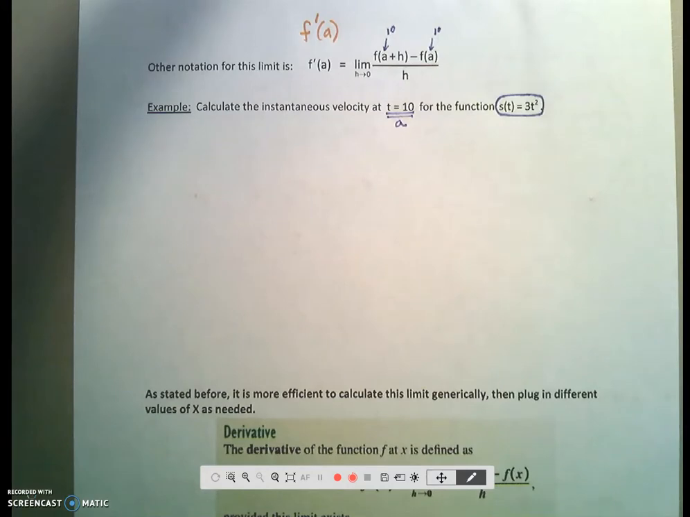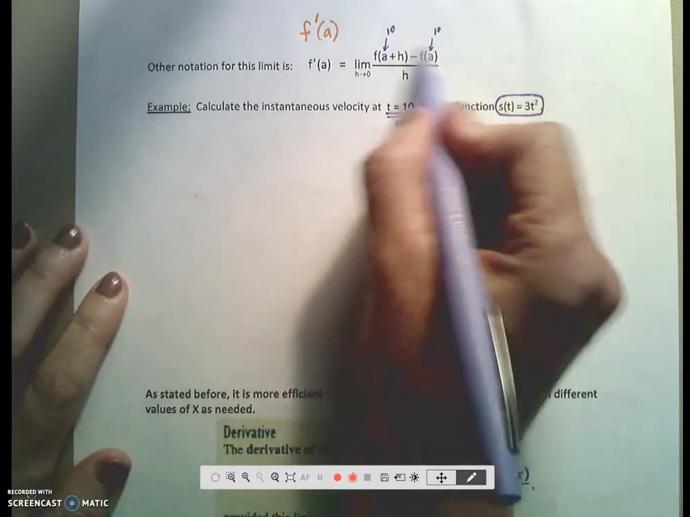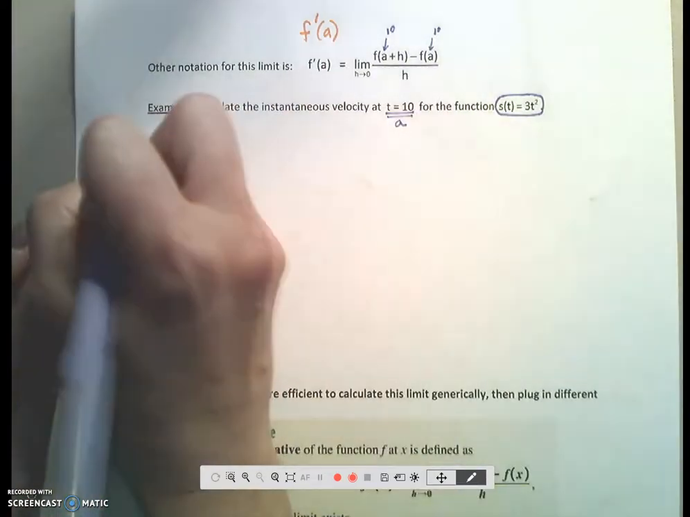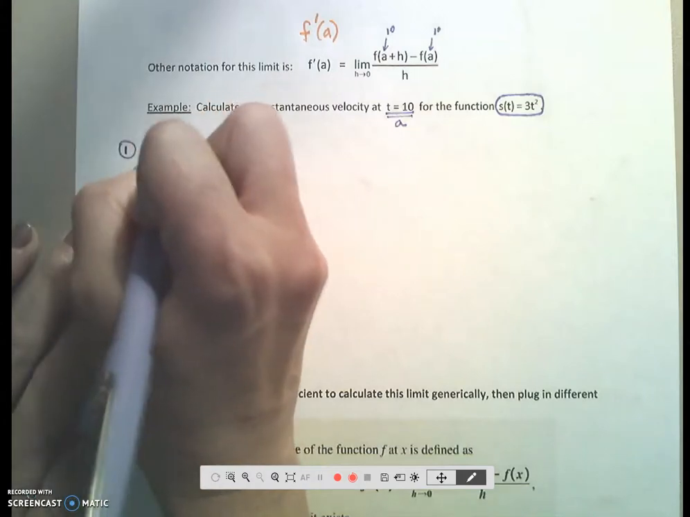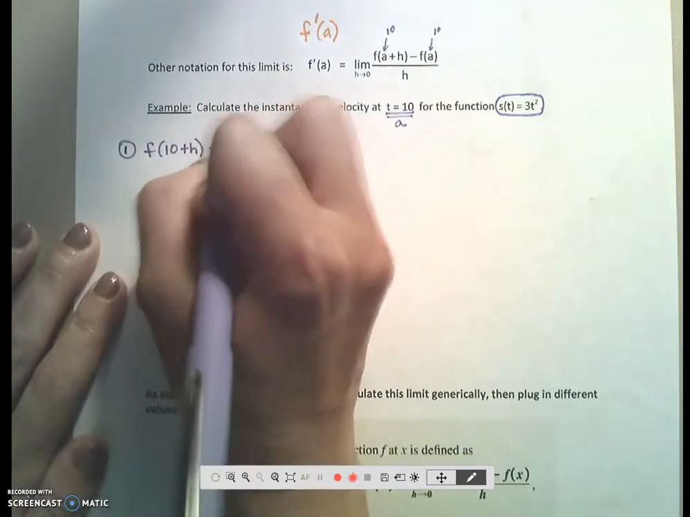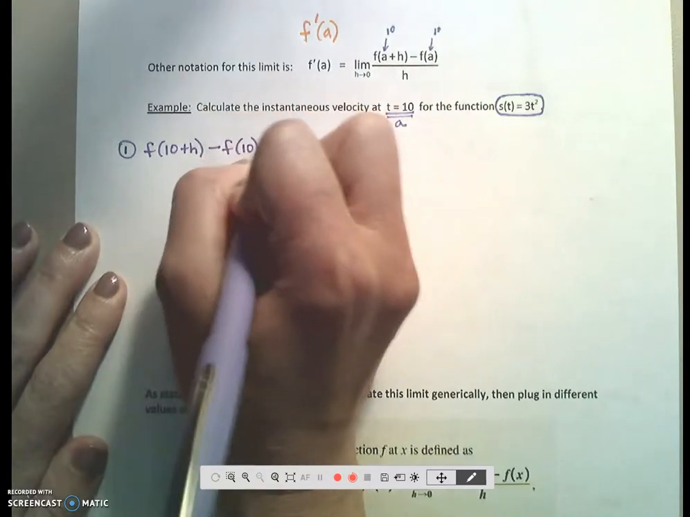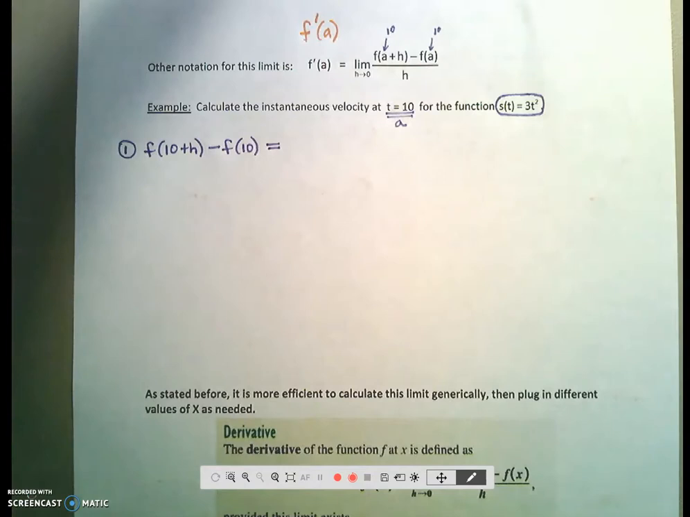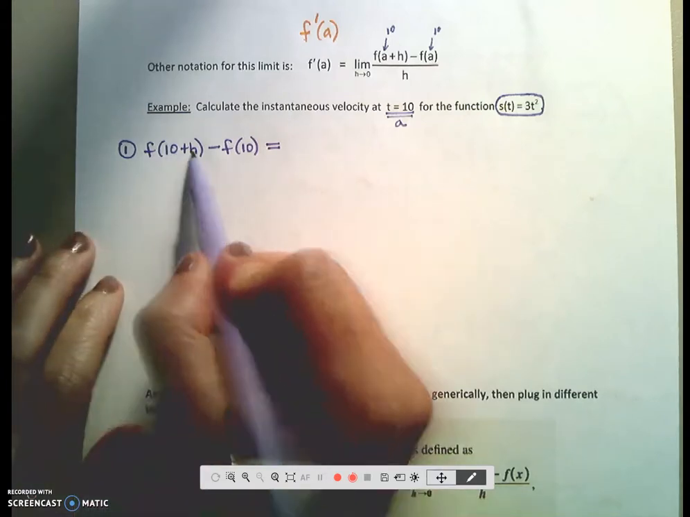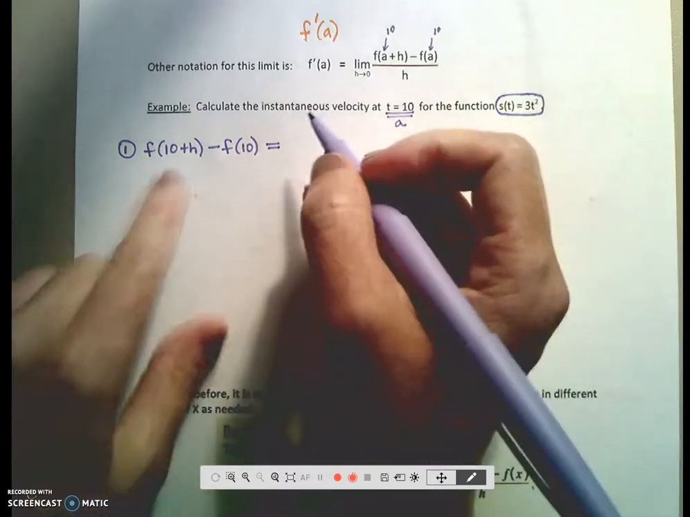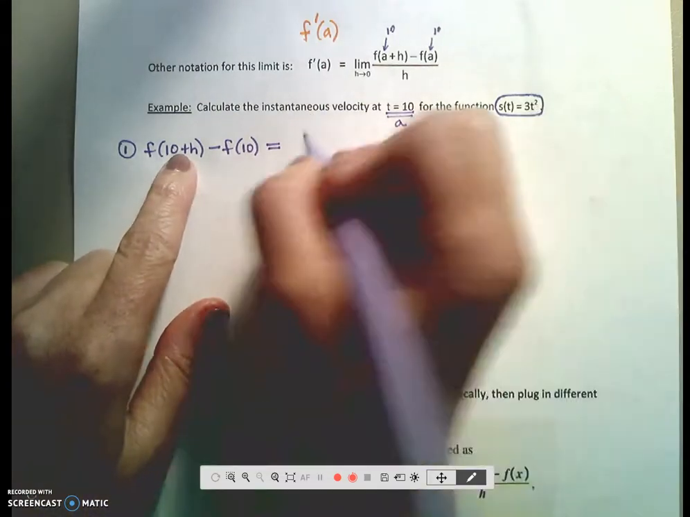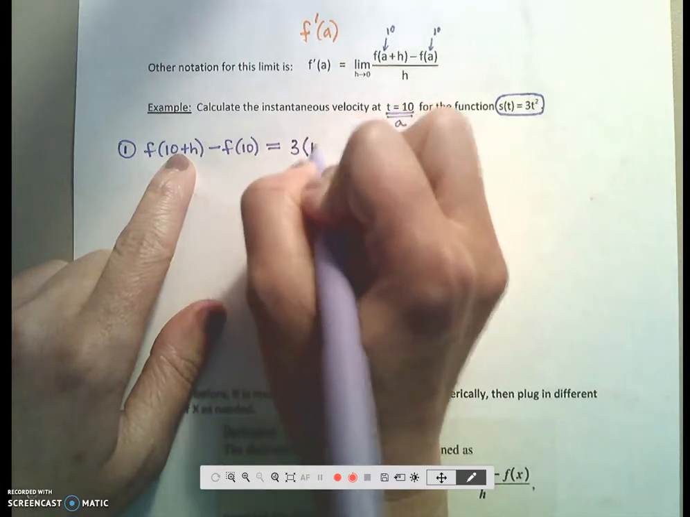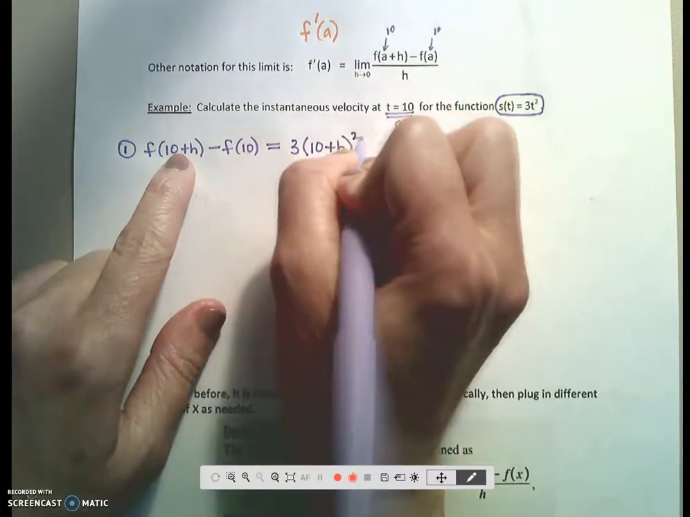The first thing we need to do, this can be very overwhelming if you try to do it in one step, so we're going to do it in a couple steps. The first thing I'm going to do is just work on the numerator. So the first thing is f of 10 plus h minus f of 10, because we plug in 10s for those a's. Now when you have those little numbers in parentheses, it means you're going to be plugging those into the function. So I'm going to put a 10 plus h over here for my t. So when I plug 10 plus h into this function, it looks like 3 times 10 plus h squared.